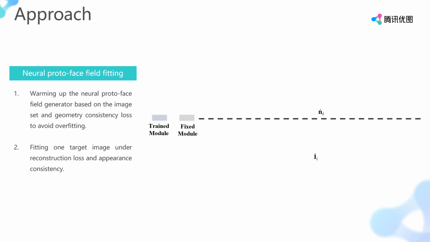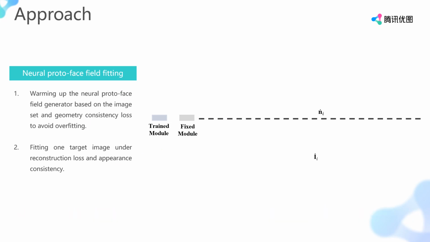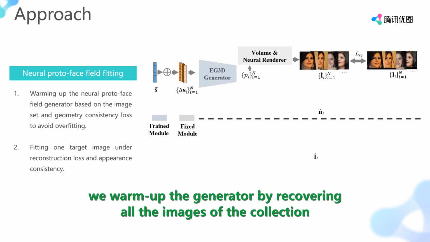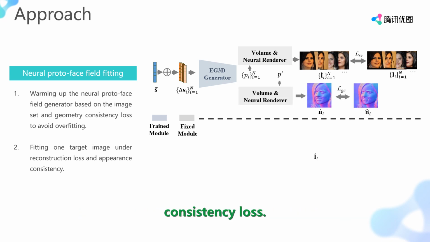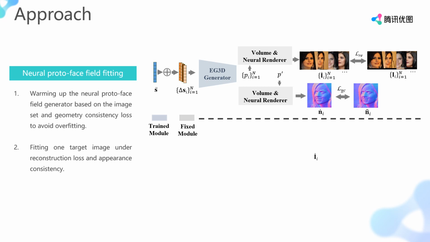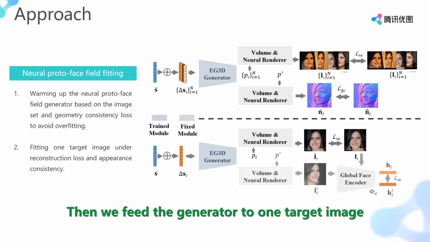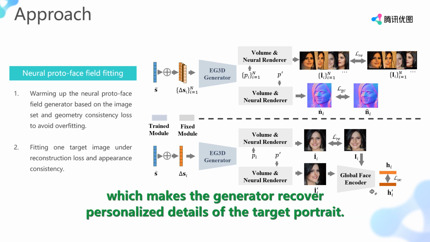In the second stage, we fit the neural proto-face fields by optimizing the EG3D generator. First, we warm up the generator by recovering all the images of the collection, using the reconstruction loss and the geometry consistency loss. This step helps the generator get rid of overfitting in the early stage of optimization. Then, we feed the generator one target image under reconstruction loss and appearance consistency loss, which makes the generator recover personalized details of the target portrait.